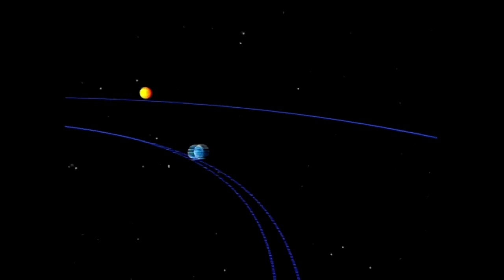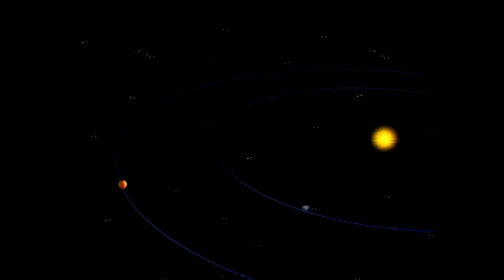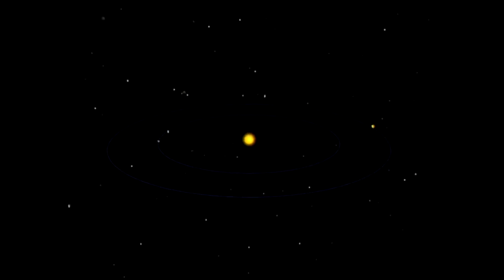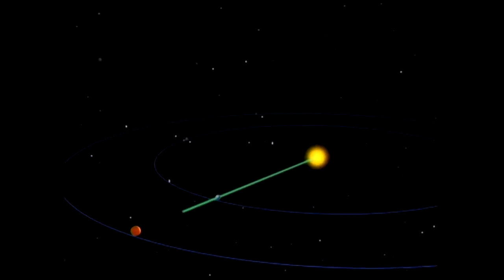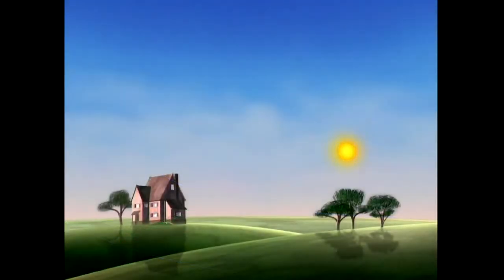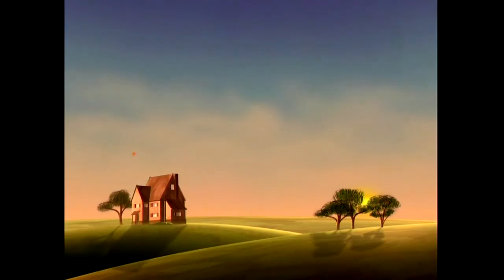Roughly every 2 years, the Earth overtakes Mars, the red planet, moving on the outer orbit. The Earth, on the inner orbit, is faster than Mars and overtakes it every 2 years. Catching up, the Earth slips between Mars and the Sun. When the Sun, Earth, and Mars are in line, Mars is in opposition to the Sun. Seen from Earth, just as the Sun sets in the west, Mars rises in the east.